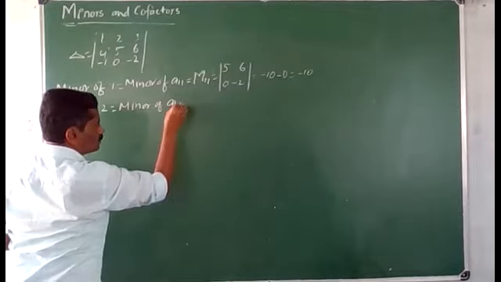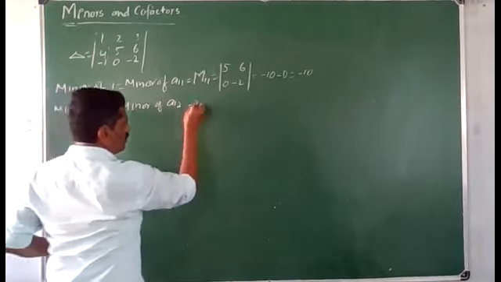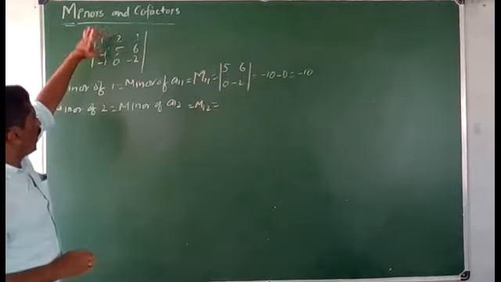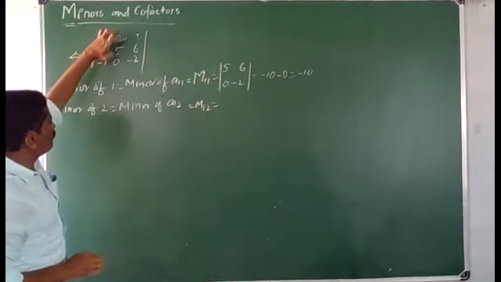The element is A12. Again, that is equal to M12. How do we find the minor of 2?